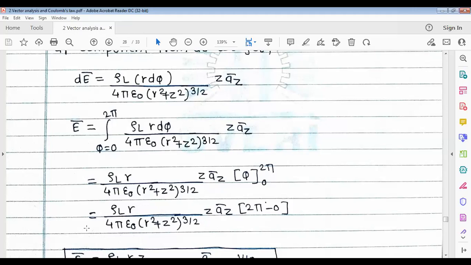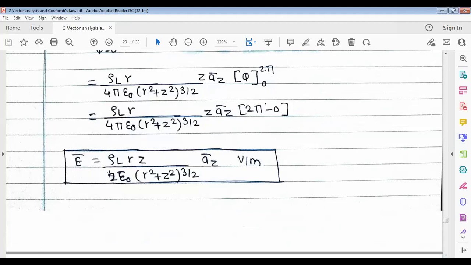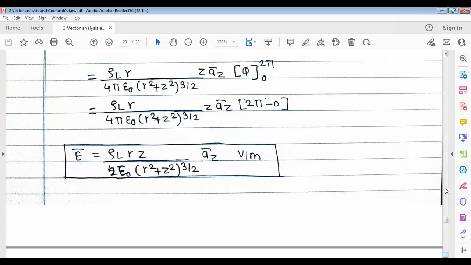So 2 pi will get cancelled with 4 pi, which means the remaining term will be only 2, right? So E bar is equal to rho L into R a_R plus Z a_Z divided by, here only 2 epsilon 0. Pi and pi get cancelled, and 2 into 4 gives 2. Then R square plus Z square raised to 3 by 2, and it is measured in volts per meter. Understood? Yes or no?